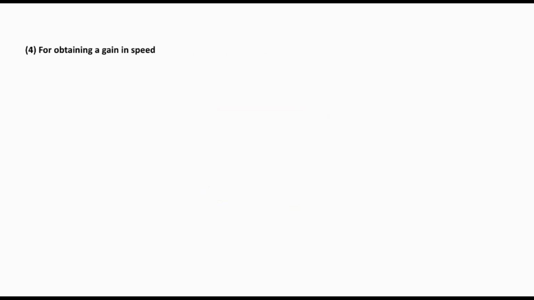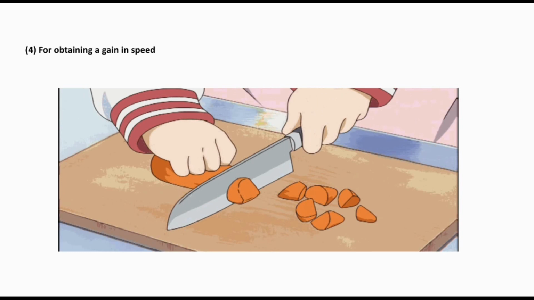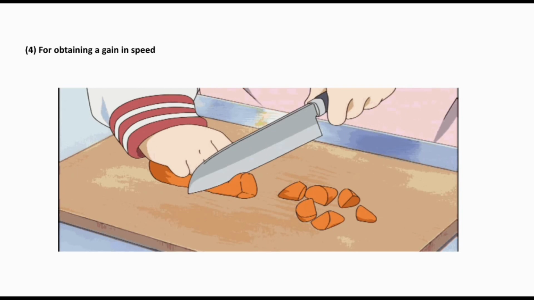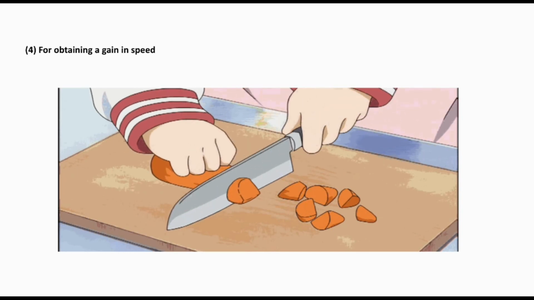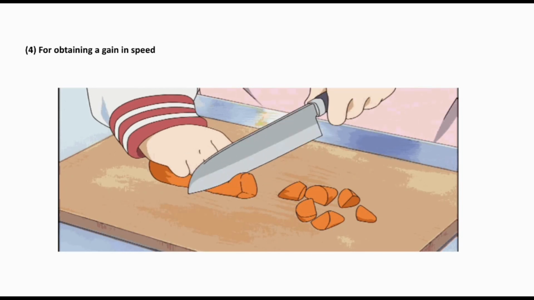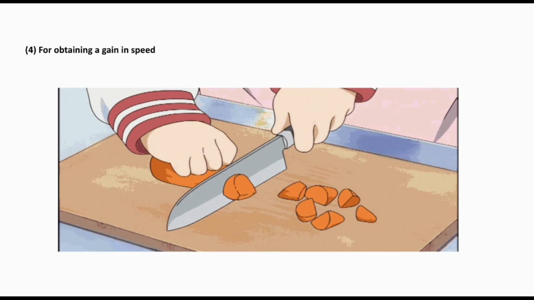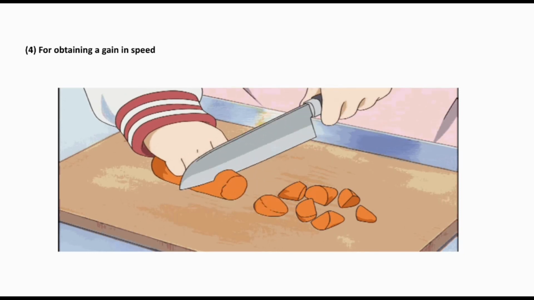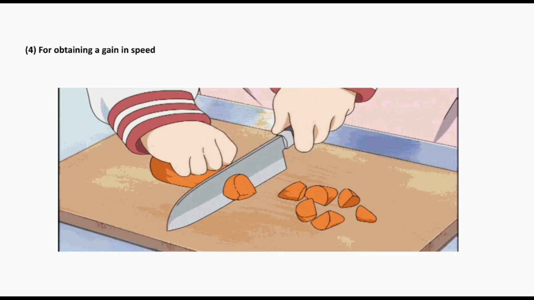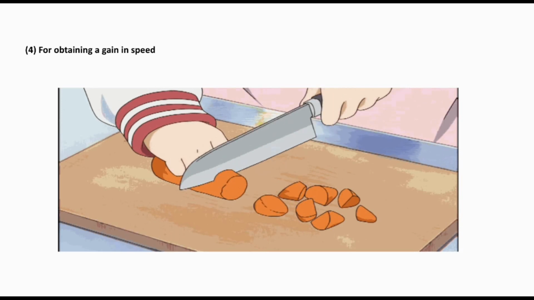The next function is obtaining a gain in speed. For example, a knife. A knife has a sharp edge which allows us to cut vegetables easily at a greater speed. So, a sharp edge or wedges are machines which are used to gain speed in the work. So, these were the four functions and uses of a simple machine. Now, next we will be learning technical terms related to a simple machine.